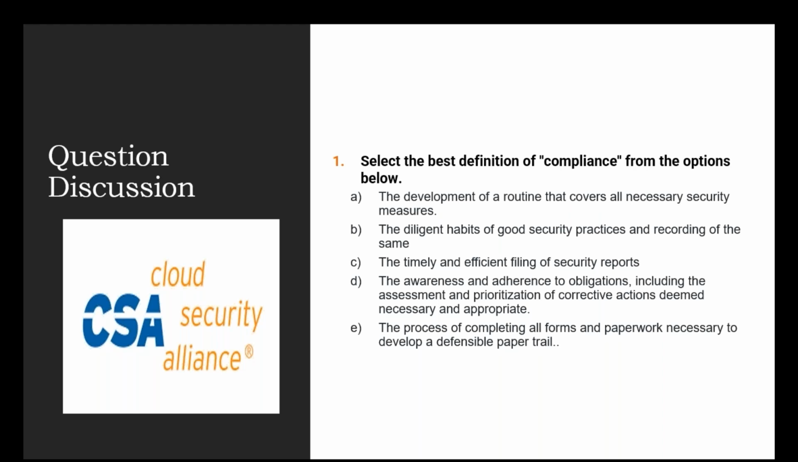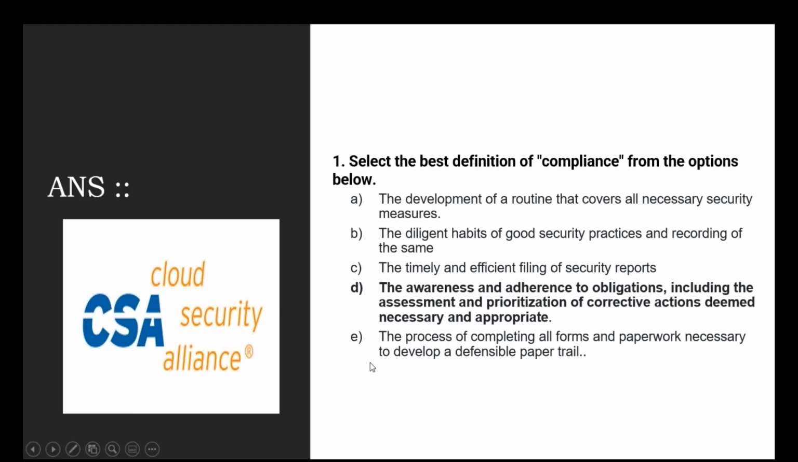So compliance is, let's suppose I need to comply with GDPR. Am I aware that I have some information related to the European Union, and that I have to make sure I am adhering to their instructions or the controls I need to follow there? Compliance is basically adhering to that. Okay, so let me check the response here. Yes, the correct answer is awareness and adherence to obligations, including the assessment and prioritization of the corrective actions.